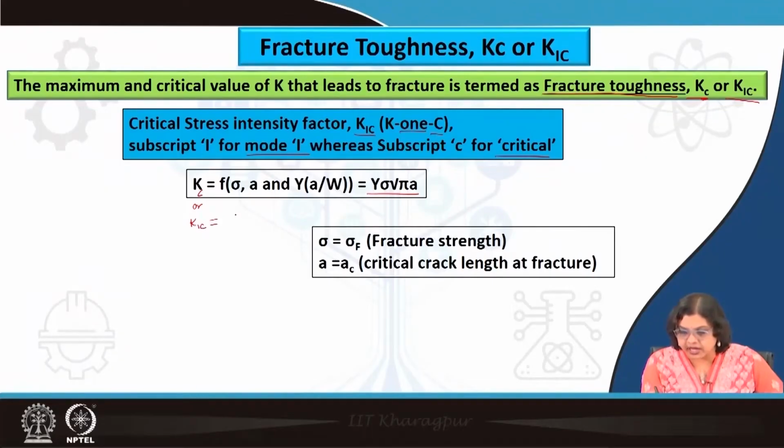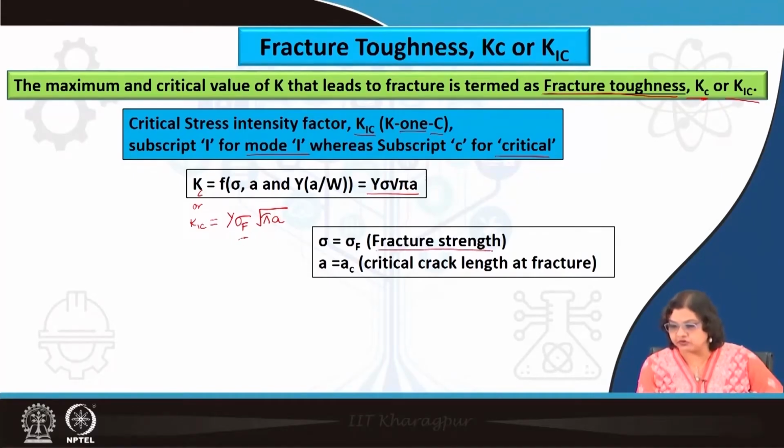at that point we have the relation Kc equals Y sigma. Sigma at the point of fracture is denoted as sigma f, which is nothing but the fracture strength of the material, and a at the point of fracture is the critical crack length, denoted as ac. So if we know the fracture toughness of a material, we can in turn determine the fracture strength of the material or the critical crack length, or vice versa. If we know the fracture strength of a material and the critical crack length, we should be able to figure out the fracture toughness of the material.